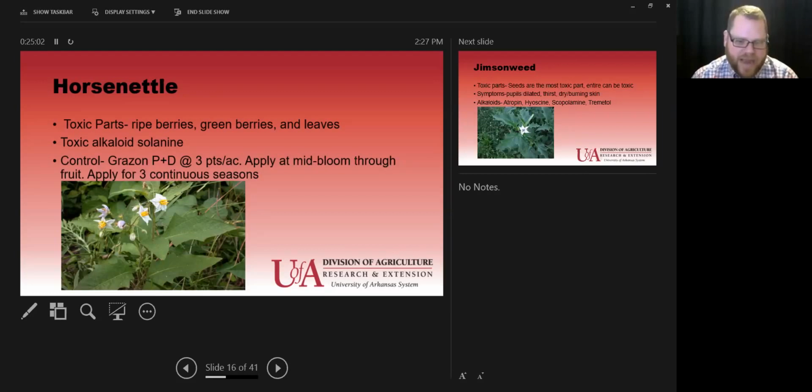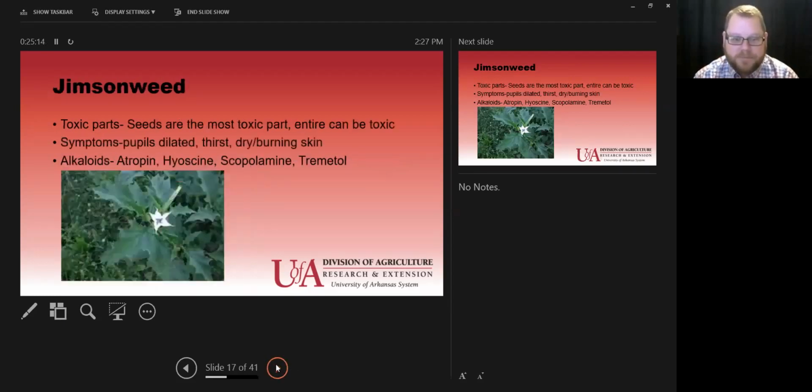It's a thicker leaf, so a surfactant might be a good idea too. But it is something that we're going to have to control several times. And so we've got the toxic part, plus just the fact that it's a nuisance and our cattle don't want to graze it.